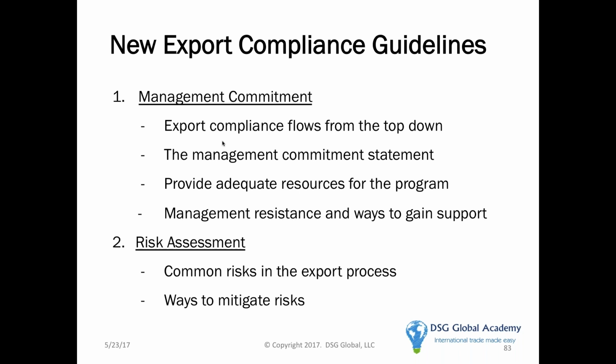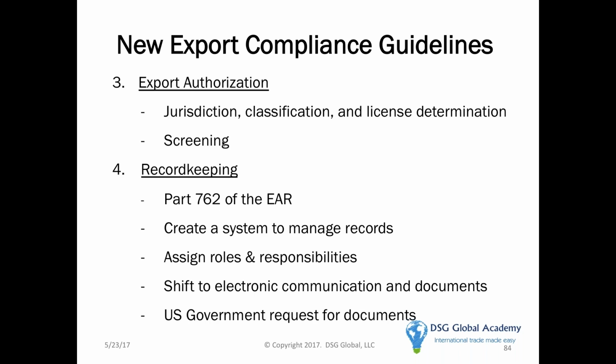The guidelines, let me go into it. Number one, they want management commitment. Number two, they want you to do a risk assessment of your entire operations to see where there could be an export license requirement or a risk for export violation. Number three, they want you to do all the screening and determining, getting your ECCN codes right. Number four, they want you to have proper record keeping.